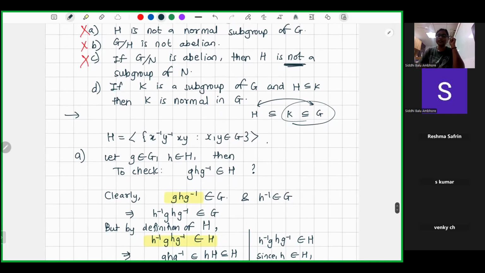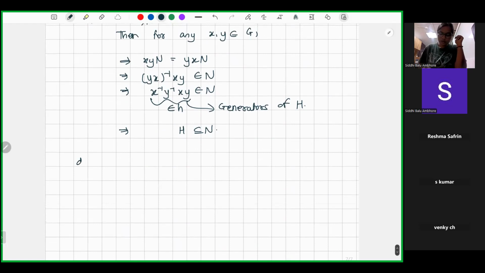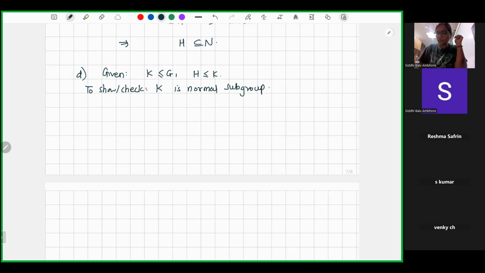So now the final statement: if K is a subgroup of G and H is contained in K, then we have to check whether K is a normal subgroup of G or not. So given that K is a subgroup of G, H is a subgroup of K, show or check that K is a normal subgroup of G.